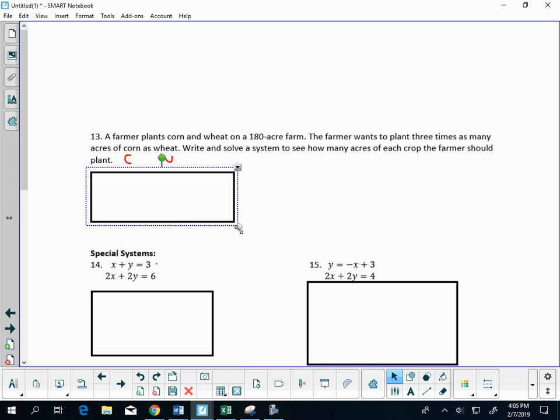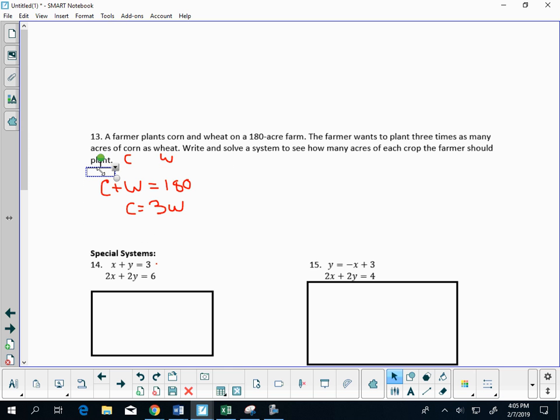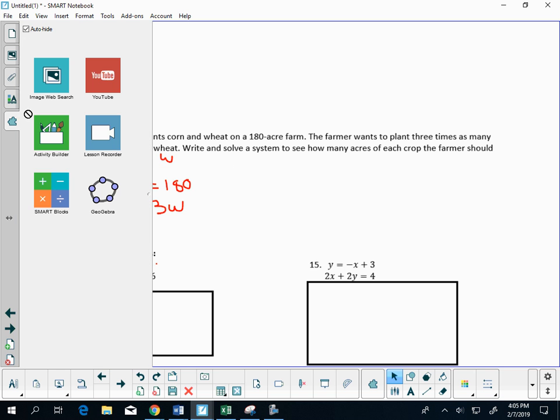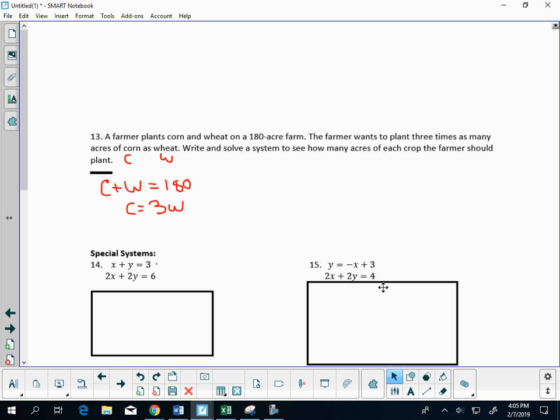On 13, I just set it up again. I let C be the acres of corn and W be the acres of wheat. There's 180 acres total, and the corn is 3 times as much as the wheat.